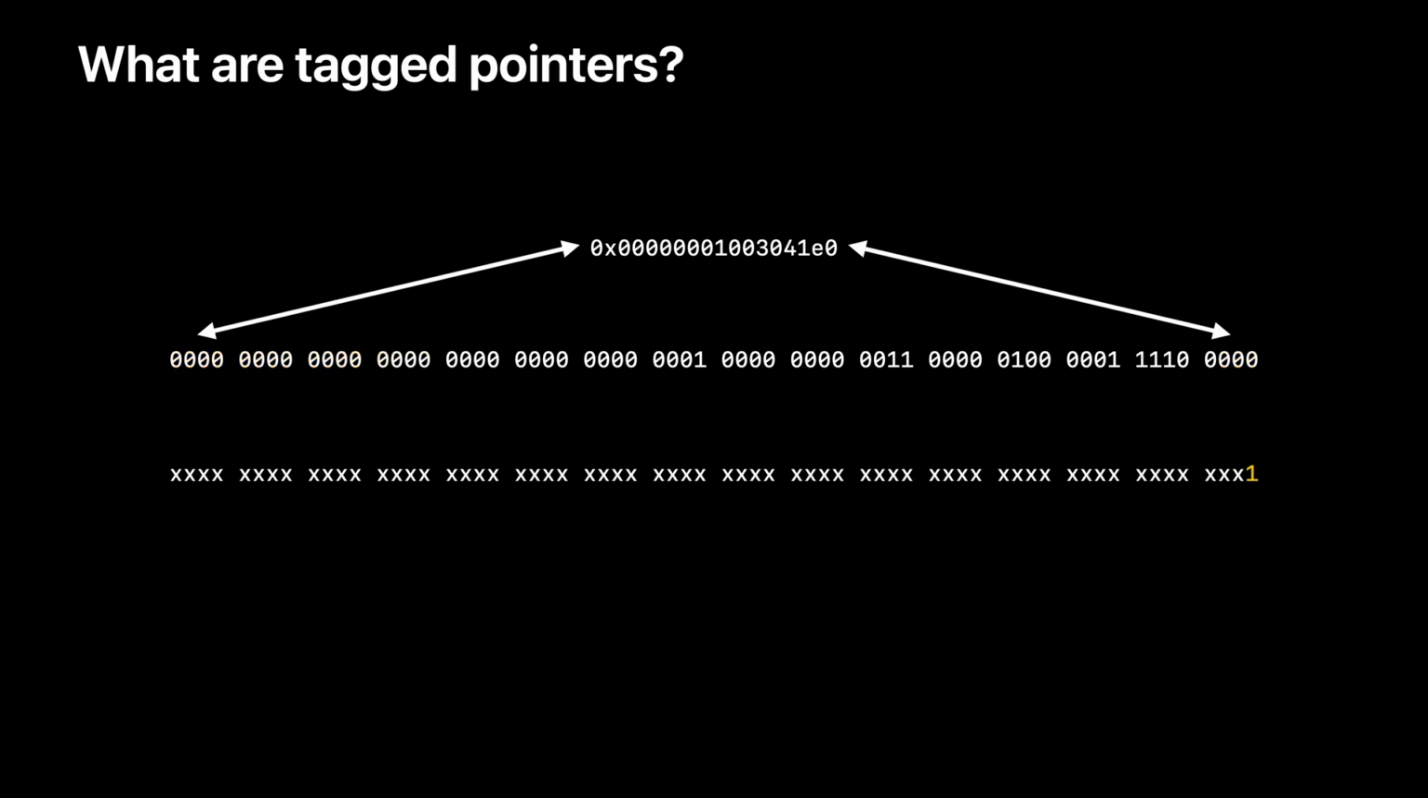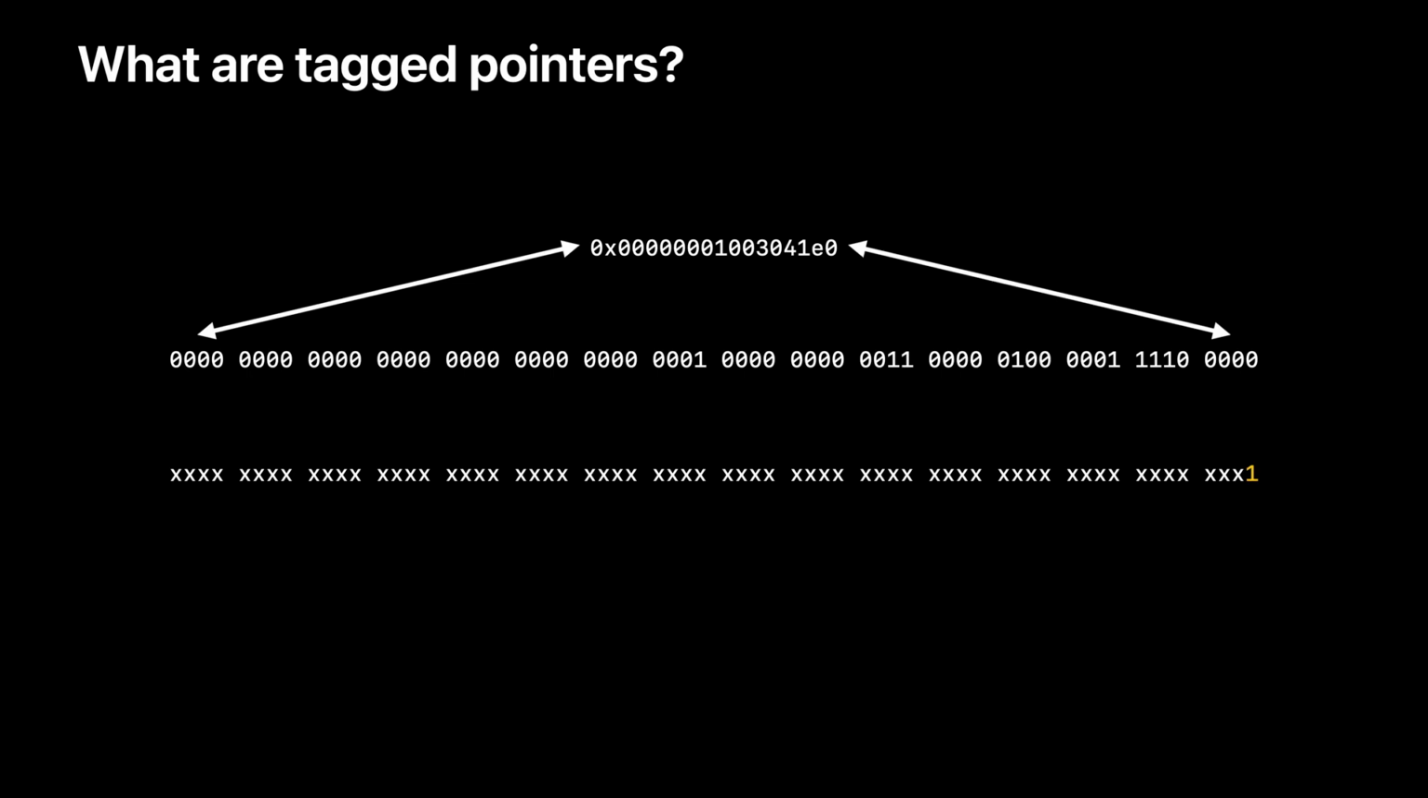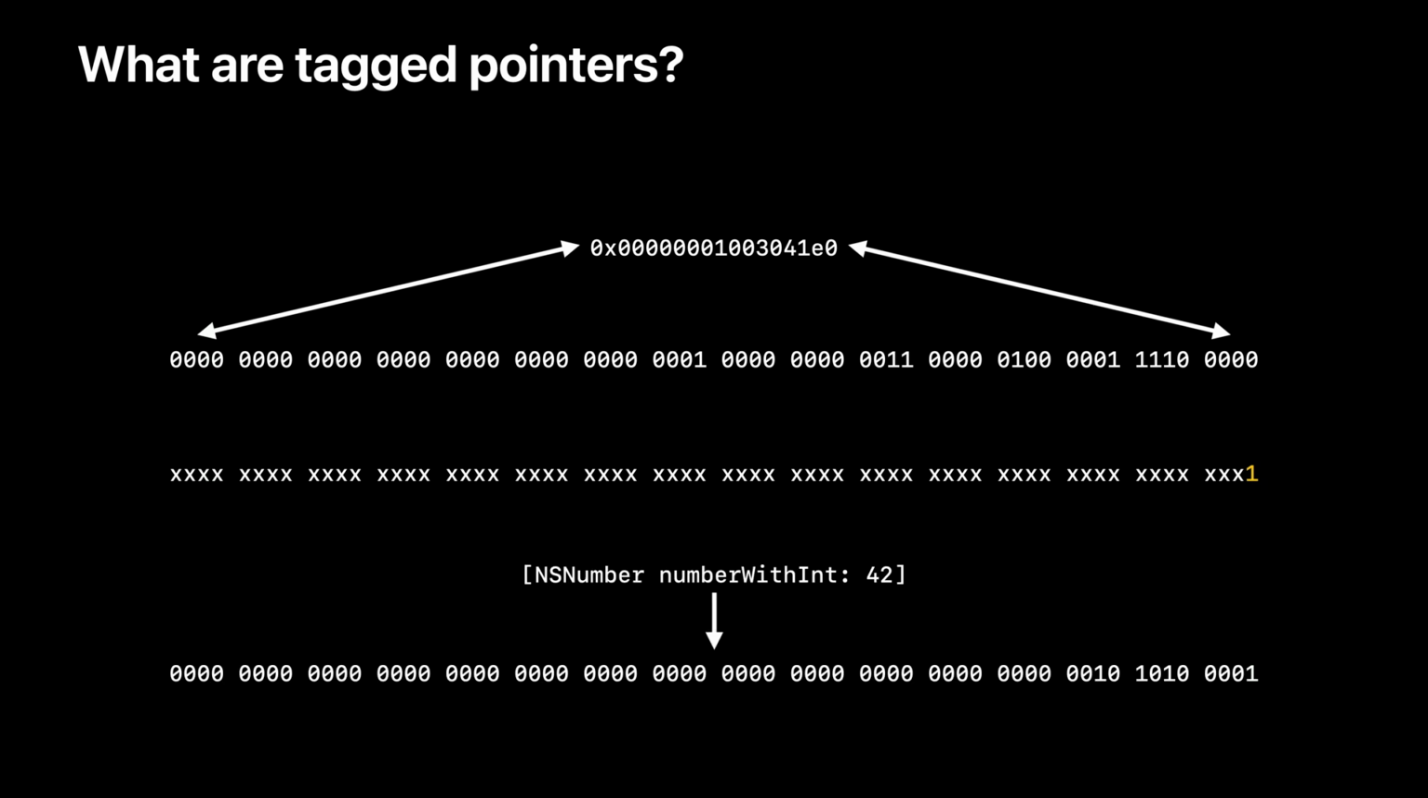So let's pick one of these bits that's always 0 and make it a 1. That can immediately tell us that this is not a real object pointer. And then we can assign some other meaning to all of the other bits. We call this a tagged pointer. For example, we might stuff a numeric value into the other bits. As long as we were to teach NSNumber how to read those bits, and teach the runtime to handle the tagged pointers appropriately, the rest of the system can treat these things like object pointers and never know the difference. And this saves us the overhead of allocating a tiny number object for every case like this, which can be a significant win.